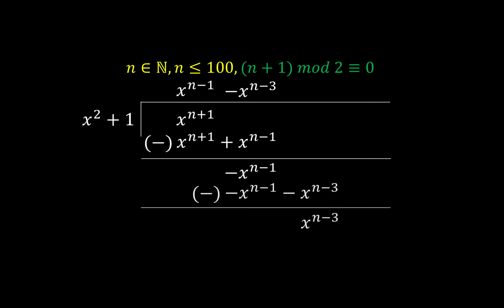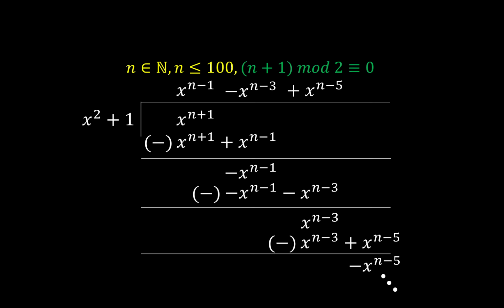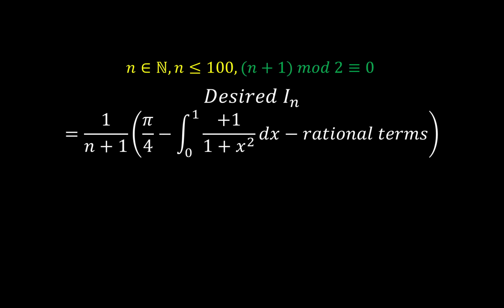Okay, let's continue with division. Now you have x to the power of n minus 3 as your remainder. So now you add x to the power of n minus 5 into the quotient. So that's your remainder. And we keep on going like this. Now notice the coefficients in the quotient. They are alternating. Let's go from positive in the first term to negative in the second term, positive in the third term, yeah, and so on.